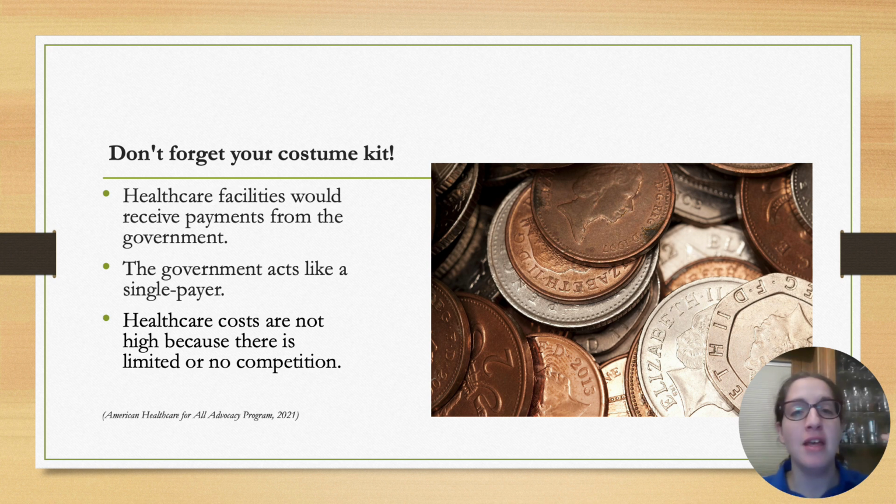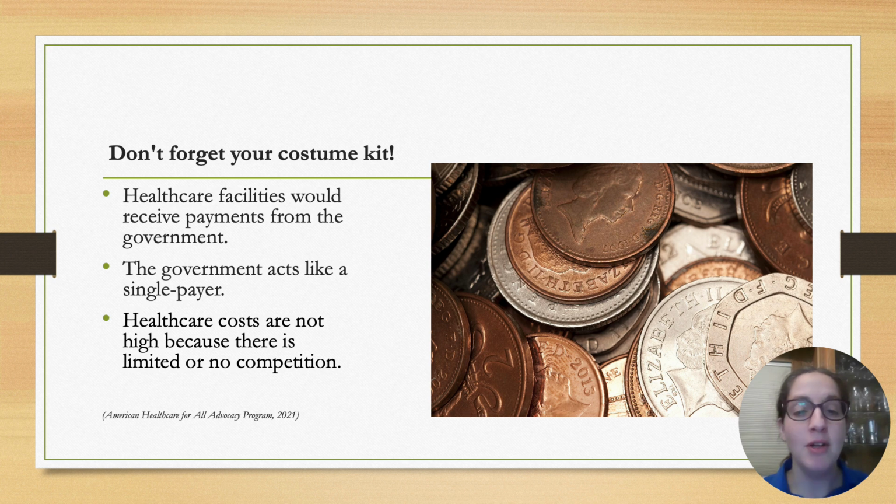Now, government authorities that are dressed up, can you match up with providers? So here we're going to talk about how healthcare facilities receive payments from the government, according to the American Healthcare for All Advocacy Program 2021. The government acts like a single payer. And due to this model, there's little to no competition, according to the American Healthcare for All Advocacy Program 2021. And here we have a photo of money.